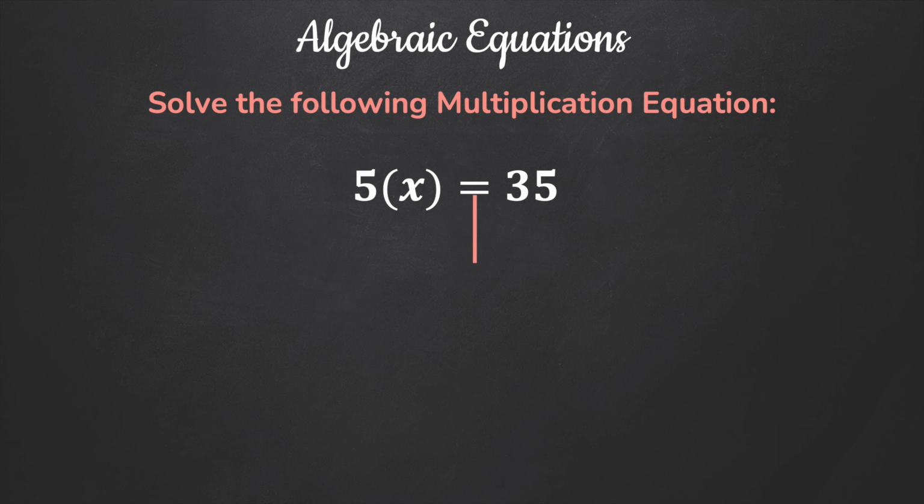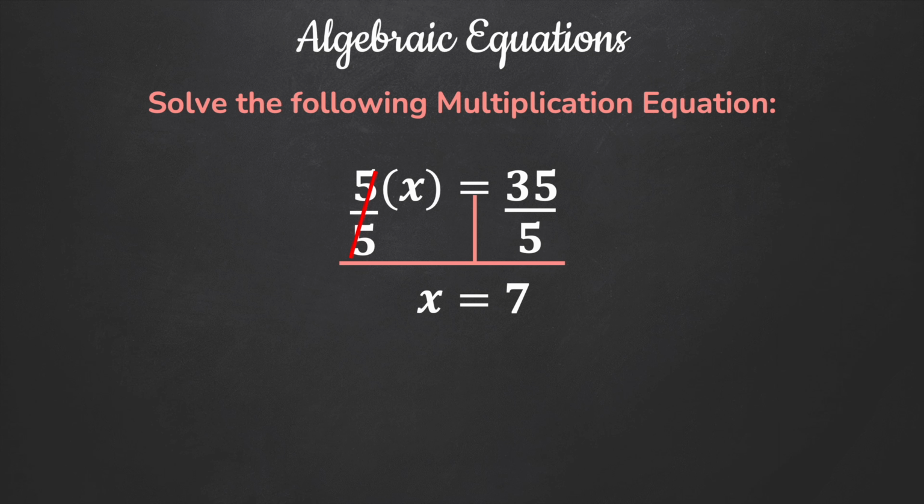Now, our goal is to get x by itself. So because we have multiplication, we're going to go ahead and divide by the number that is being multiplied by x. So we're going to divide by 5. But whatever we do on the left side, we have to also do on the right side. Now, 5 divided by 5 is equal to 1. And because 1x is the same thing as x, we could just cross it out and bring down the x. Then we're going to bring down the equal sign. Then we're going to divide 35 divided by 5, which is equal to 7. So x is equal to 7.